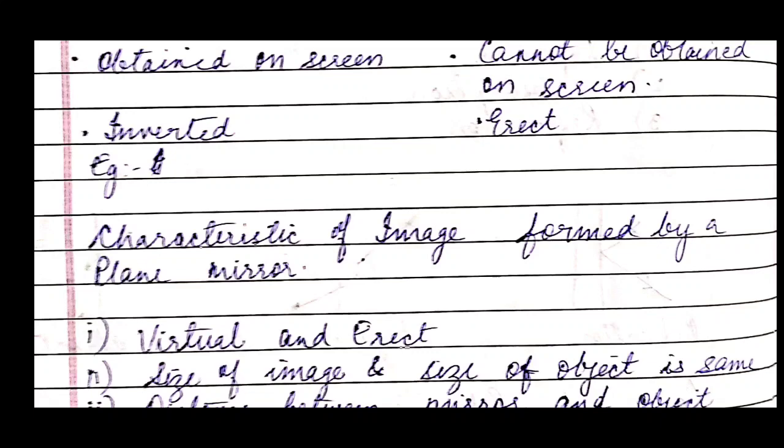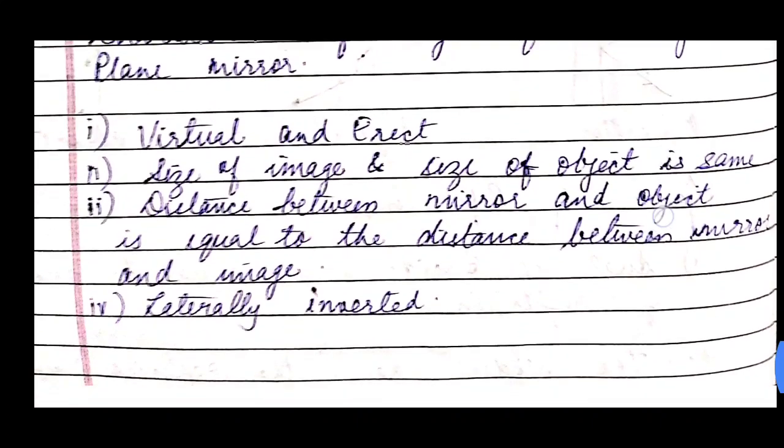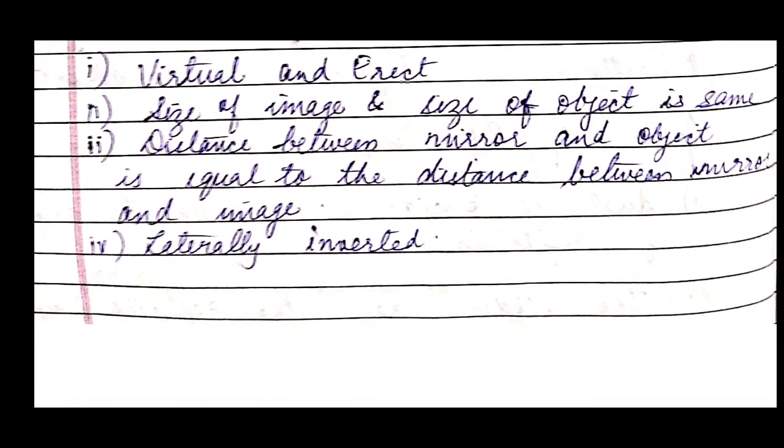Before starting, let's see what the characteristics of an image formed on a plane mirror are. The image formed on a plane mirror is virtual and erect. Virtual means the rays of light appear to meet and the image will be behind the mirror. The size of the object and the size of the image will be the same. Suppose we are standing in front of the mirror, keeping a pencil in front of it. The image of the pencil will not be bigger, it will not be thin, it will not be thick. It will be the same as that pencil. So the size of the image and the object is the same.